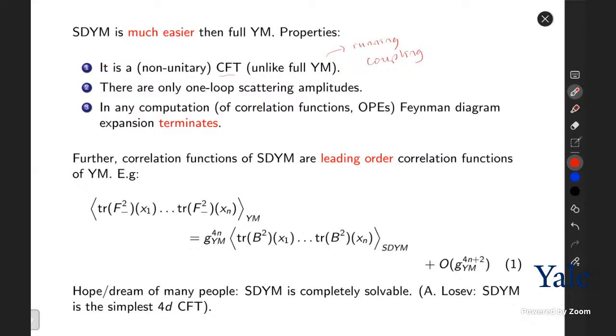The real reason you might be interested in self-dual Yang-Mills is that it captures certain leading order effects of full Yang-Mills gauge theory. For instance, suppose I wanted to compute correlation functions of certain components of the curvature. Because this field B goes like 1 over g squared times F minus when I move from the first order to the second order formulation, we see that the correlation functions of this operator in full gauge theory, at the leading power of the Yang-Mills coupling, are correlation functions in self-dual Yang-Mills.